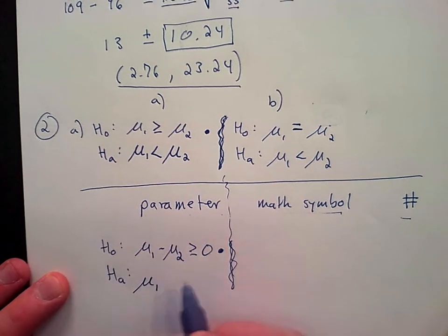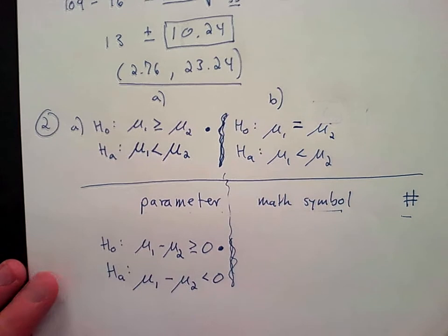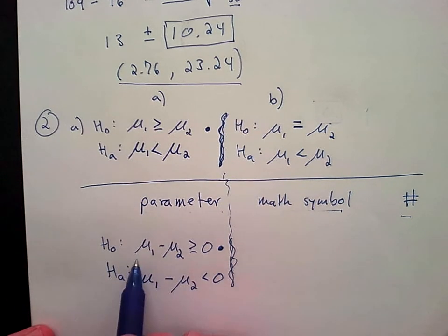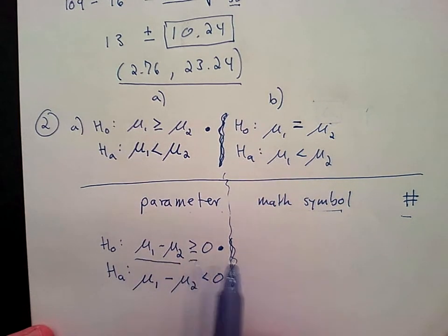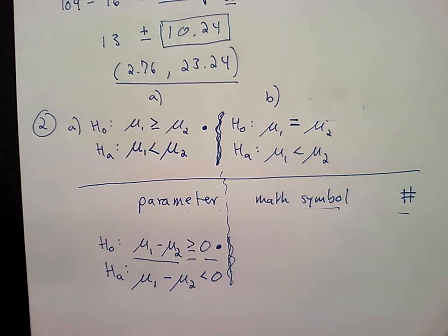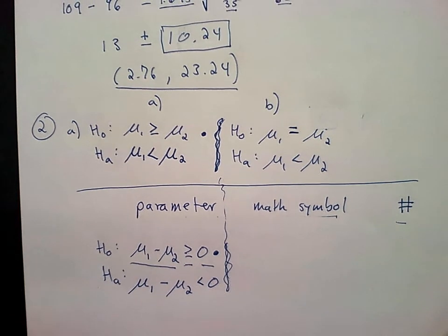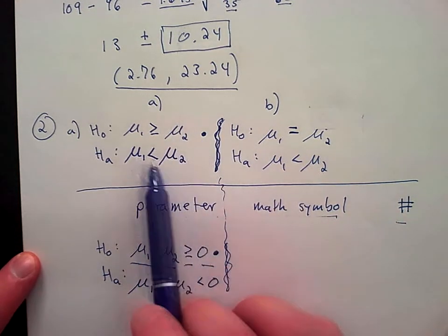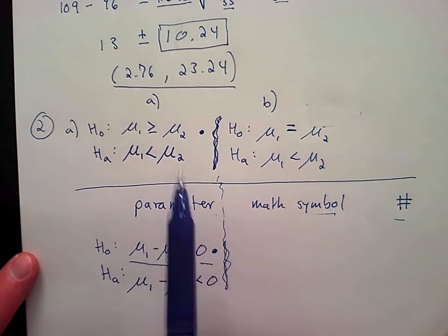So same thing for the alternative hypothesis. I'm going to have mu1 minus mu2 is strictly less than 0. So now what I have is parameter, math symbol, and then some number, just in the same format that we've been writing them in chapter 8. Does that make sense? So, yeah. So here, are you good with how we got this set up here?